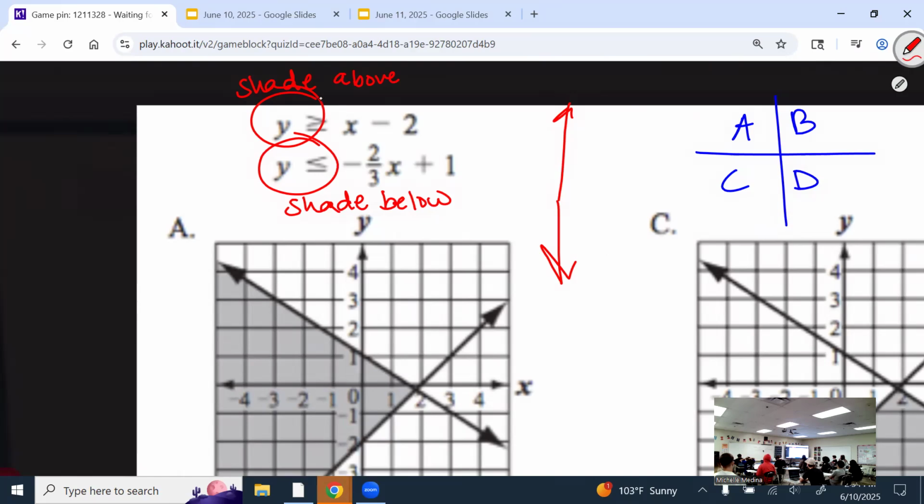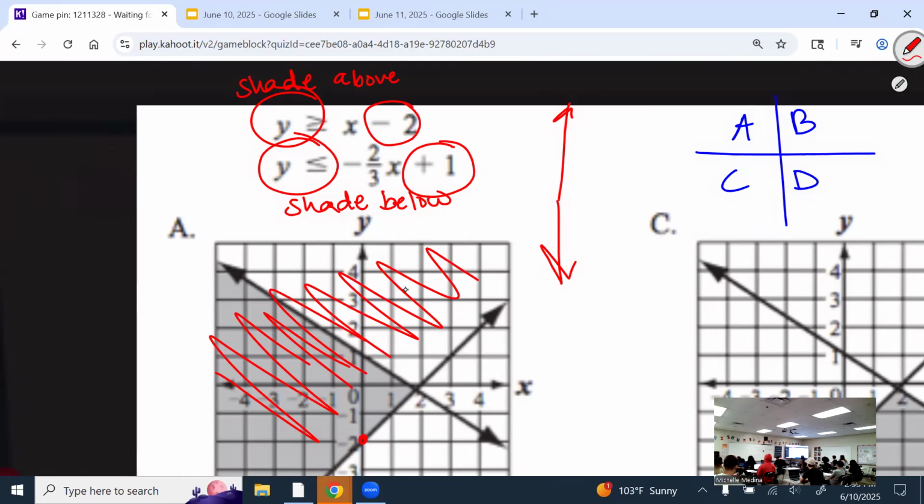So then look at the one that has a y-intercept of -2. This one needs to be shaded above. And so far for A, it is. Look at the one that has a y-intercept of 1. That's right here, this line. This one needs to be shaded below. And then where they overlap, which is right here, is my solution. All right, questions?